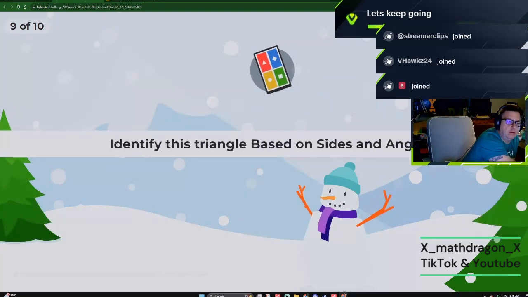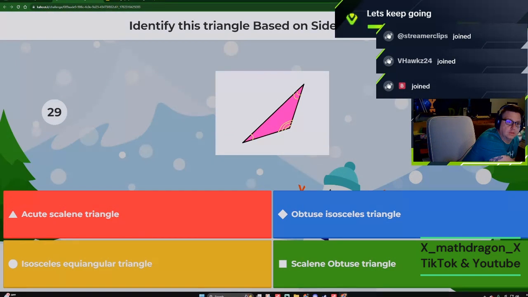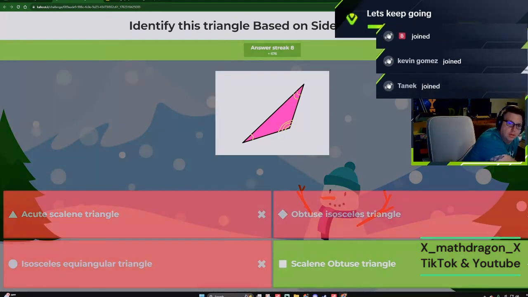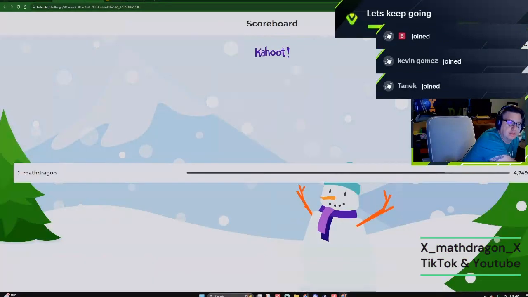Number 9. Okay, so I see 1, 2, 3 different angles, and then this is a really big angle. And if I know that I have 3 different angles, that means I'm going to have 3 different side lengths. Okay? So this is an obtuse scalene triangle. I'm just trying to throw some tricky ones in at the end.